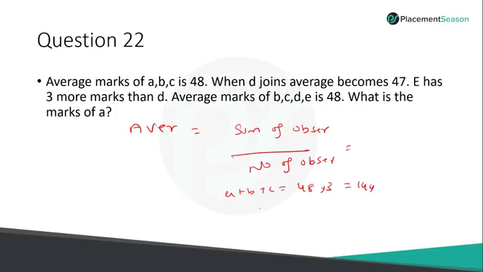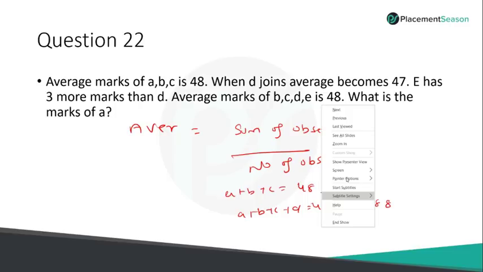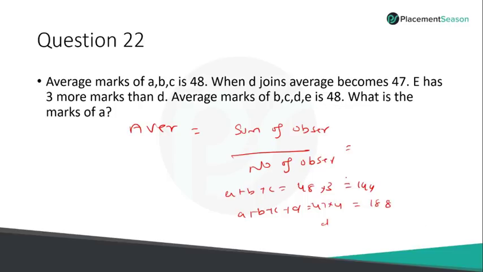That is 144. The next one, when D joins, the average becomes 47. So 47 into 4 equal to 188. So the D value must be 44. And E value must be, E has 3 marks more than D, so E is 47.